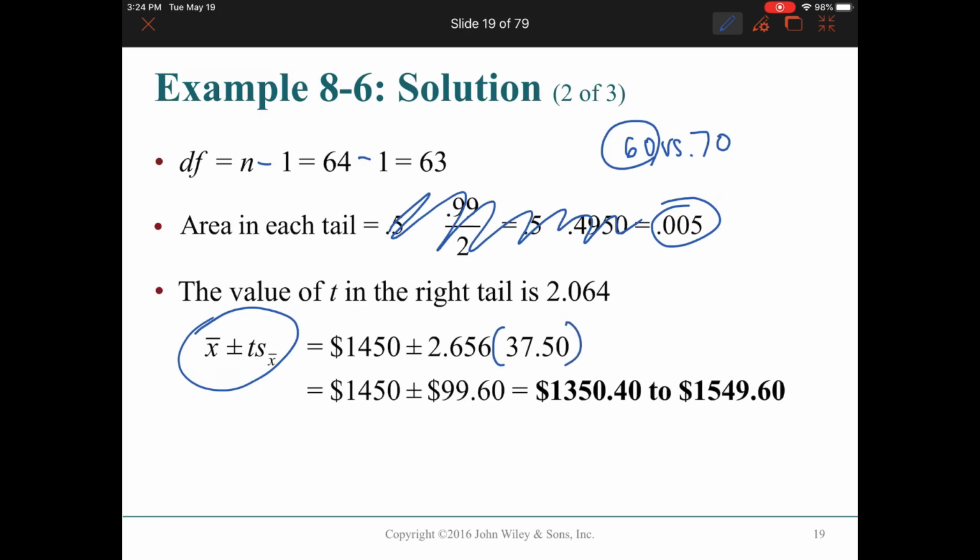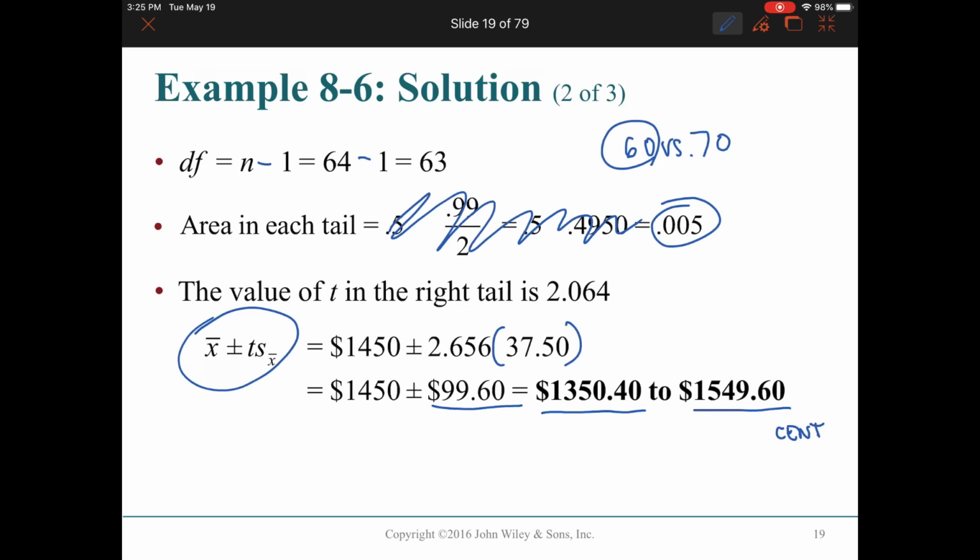The confidence interval formula is here, of course, looking very, very similar to the last section. And we'll have to take around 2.656 times 37.50. Gives us a plus or minus just about exactly $100 here. Too bad it wasn't exactly $100, but it's essentially from about 1,350 to 1,549. And feel free to use other kinds of intervals.